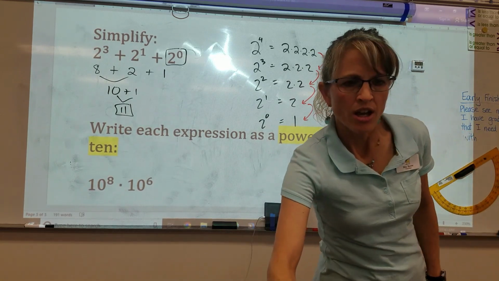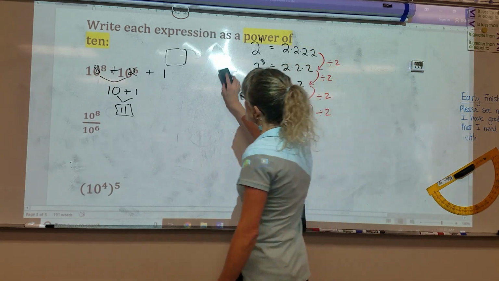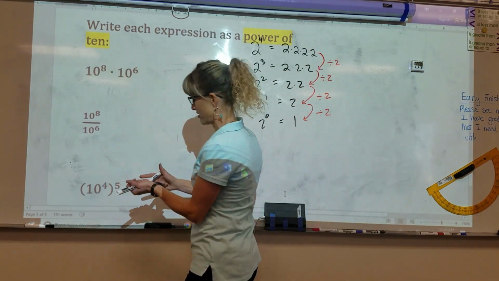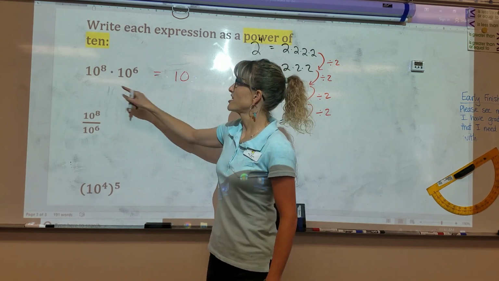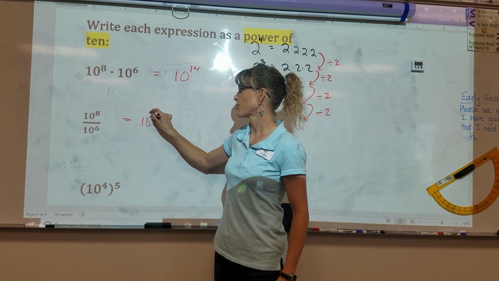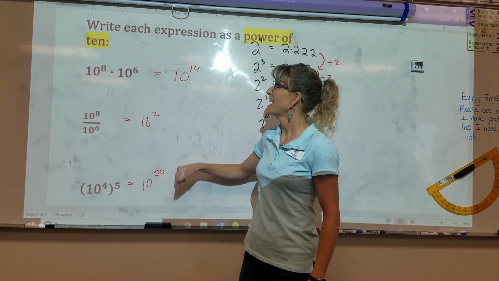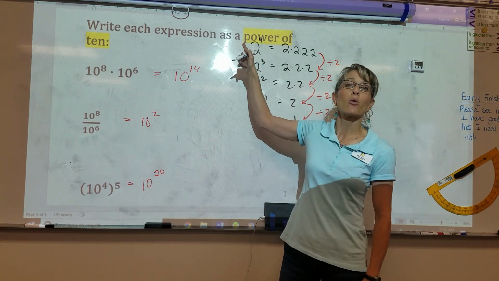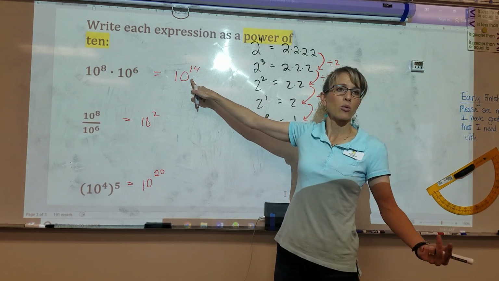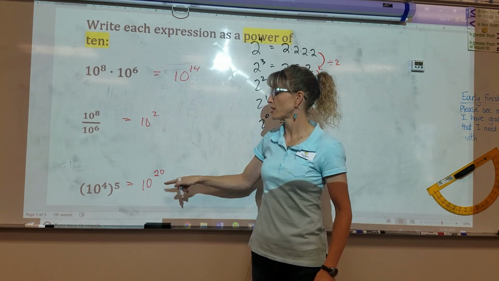Okay. Last part of our lesson is, what if we had a base 10? These are so cool and easy because 10s are easy to work with. Base stays the same, add the exponents, we get 14. Base stays the same, subtract the exponents, we get 2. Base stays the same, multiply the exponents, we get 20. And it says, write it as a power of 10. That's a power of 10. 10 to the 14th power. 10 squared, 10 to the 20th.